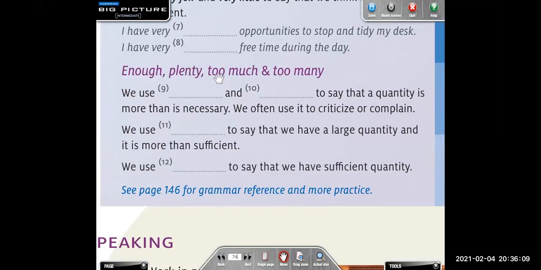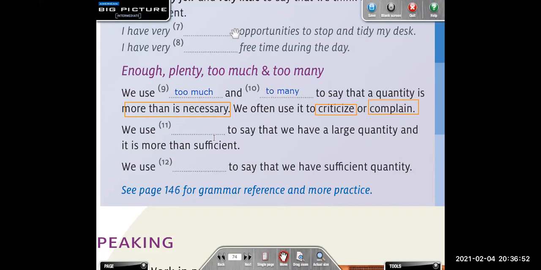So let's see here. Enough, plenty, too much, and too many. We use to say that a quantity is more than necessary. We often use it to criticize or complain. What do you think this is? Too much. Como decimos es más de lo necesario. Too much, demasiado. Generalmente, como les dije, era algo negativo. Lo utilizamos para criticar o quejarnos de algo. To complain or criticize. So, too much and too many.